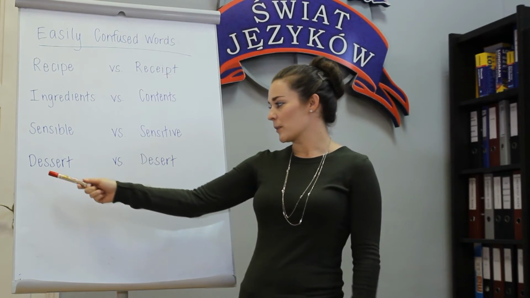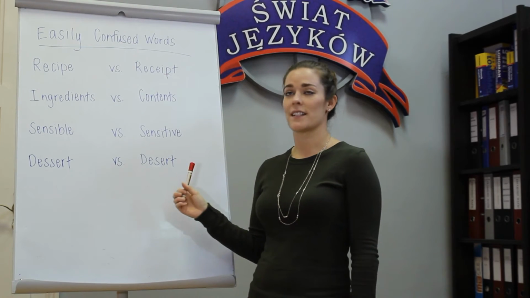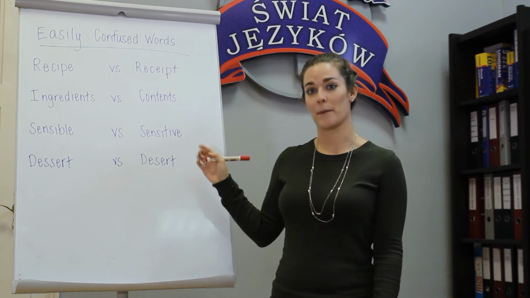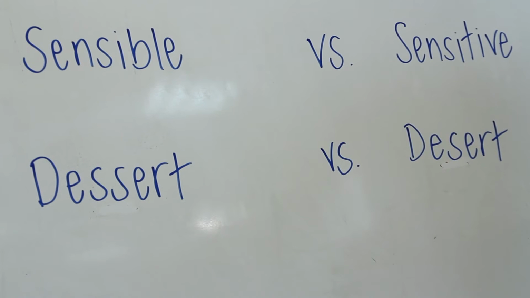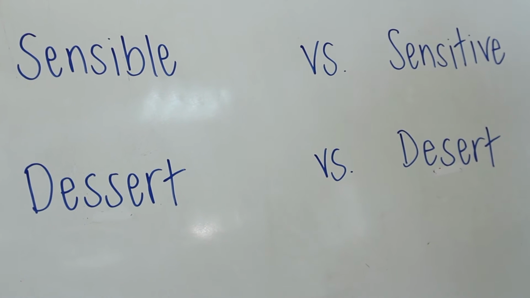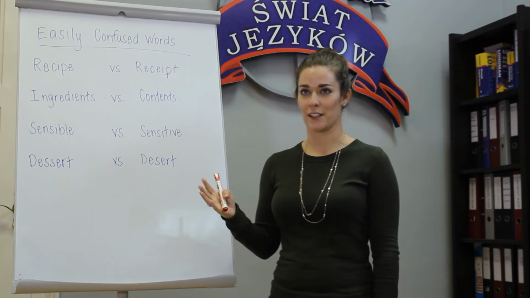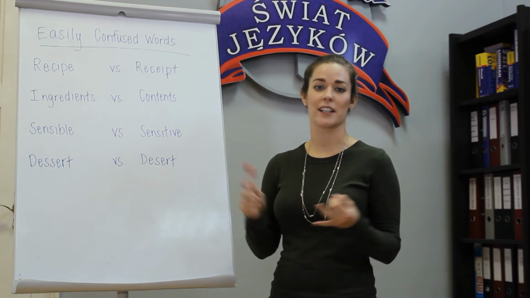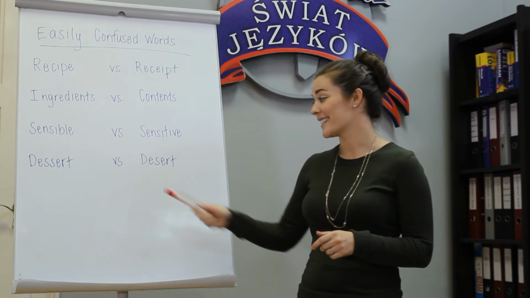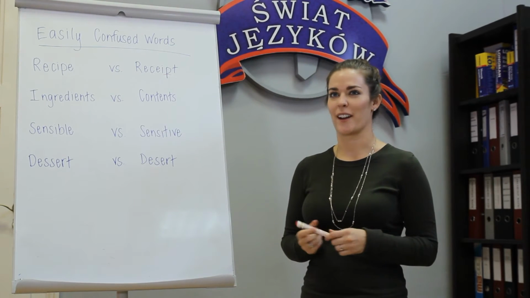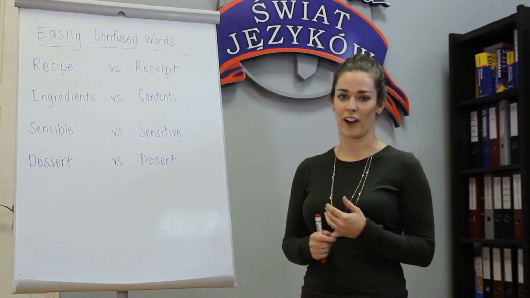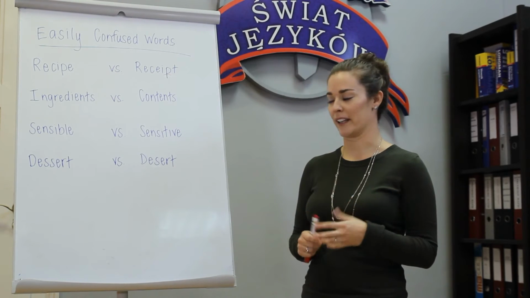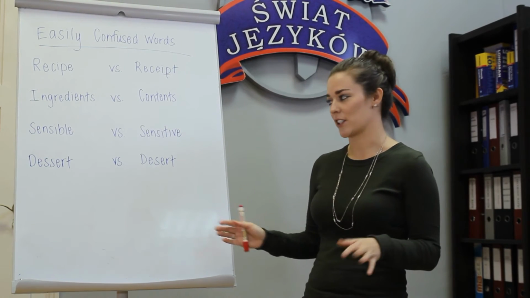And our last ones, we have dessert versus desert. First I want to talk about the meaning of these and then we'll talk about pronunciation. Dessert, we're referring to that sweet treat that we get after one of our meals. So maybe that's cake, cookies, ice cream. And desert, we're referring to that really dry area of land, not a lot of water, not a lot is growing. So let's talk about the pronunciation of these two.